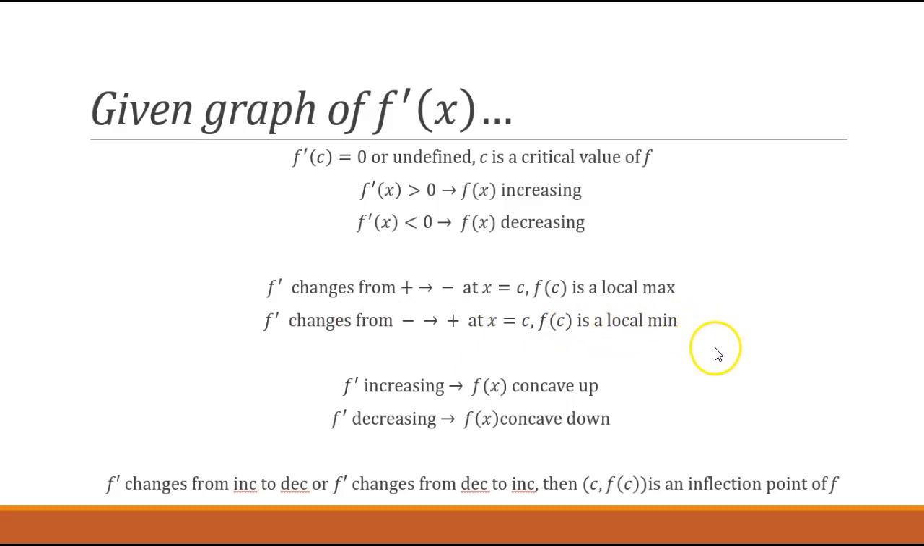More than that, we can find concavity from the graph of f prime. We can determine that f is concave up if f prime is increasing, and if f prime is decreasing, then f is concave down. So what that means is that if f prime changes from either increasing to decreasing, or decreasing to increasing, then f of c would be an inflection point of f. So if there's ever a change in f prime from increasing to decreasing or vice versa, then there's a change in concavity, and change in concavity means inflection point.